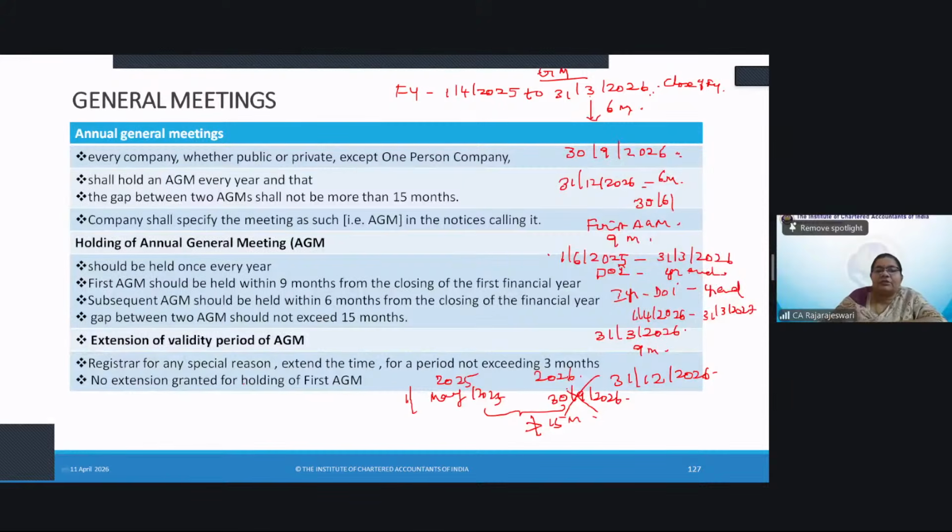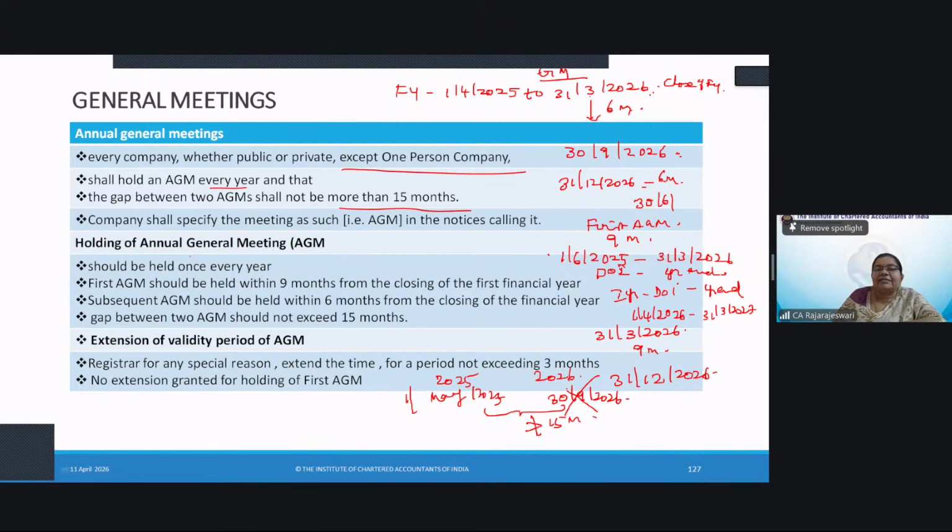So we'll see now the provisions. Annual general meeting: every company, whether public or private, except one person company. So the exception is provided for the one person company. Every company, whether public or private, shall hold an AGM every year, and the gap between two AGMs shall not be more than 15 months.